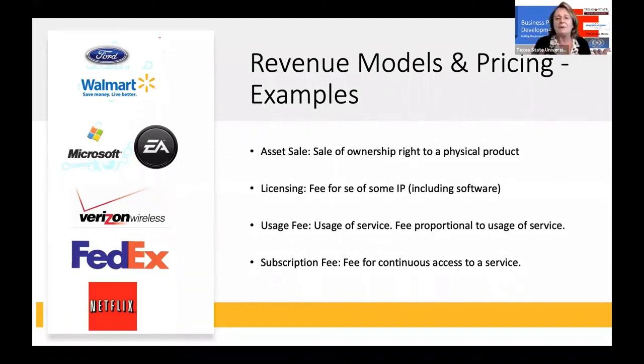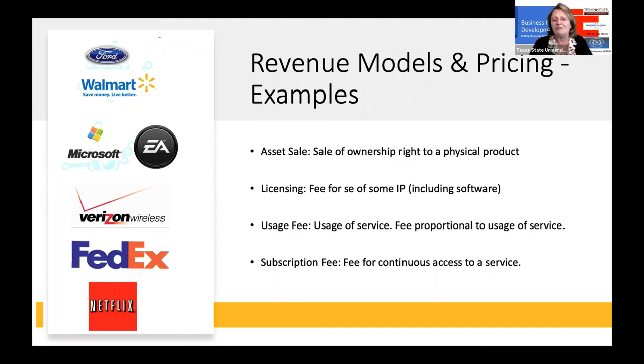Now, when we talk about automobiles, we might talk about other things after the sale, right? Then we're talking about revenue streams, like for the Ford dealership. They're also going to have servicing. They might have leasing. They might have other things that they do as different revenue streams. But in terms of the actual physical vehicle itself, it's just an asset sale.